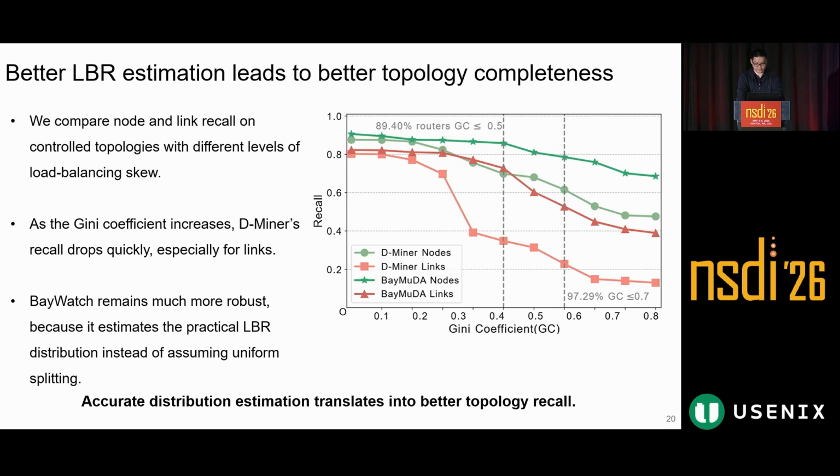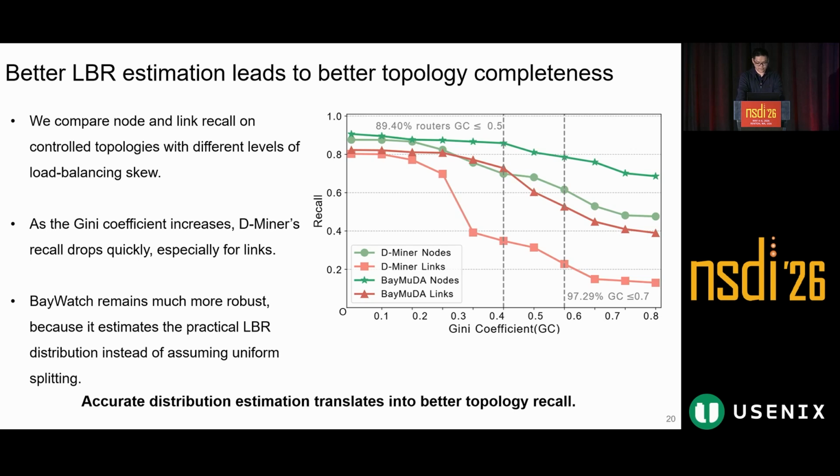The next question is the completeness of BayWatch. We compare node and link recall on controlled topologies with different levels of load balancing skew. As the Gini coefficient increases, D-minus recall drops quickly, especially for links. BayWatch remains much more robust because it estimates the practical LBR distribution instead of assuming uniform splitting. Accurate distribution estimation translates into better topology recall.